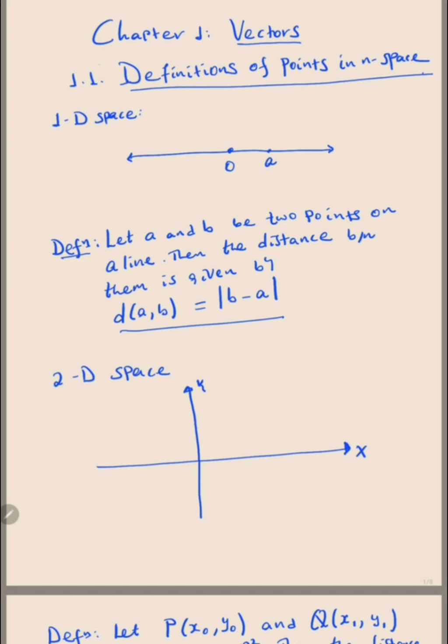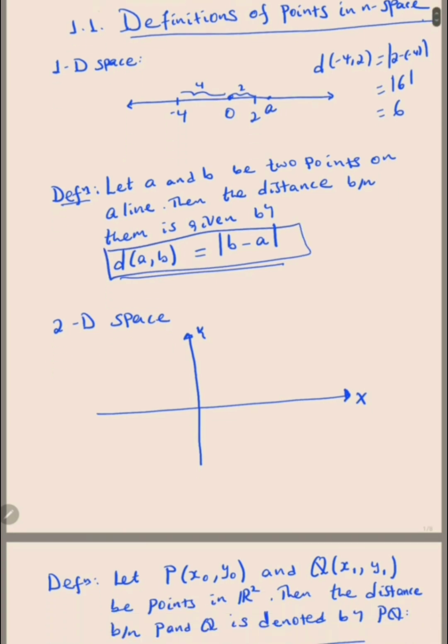So for example, if you have -4 and 2, the distance between -4 and 2, as you see here, we have 2 here and we have 4 on the other side, so we expect the distance should be 6. Using the formula, the distance between -4 and 2 is the absolute value of 2 minus -4, which is 2 plus 4, which is the absolute value of 6, and that is 6.